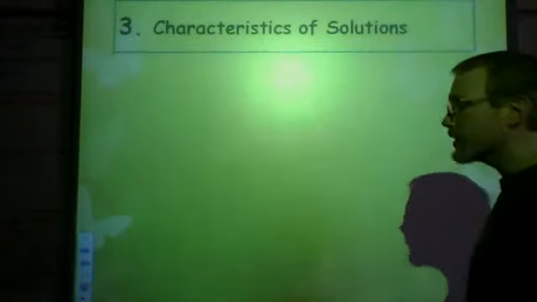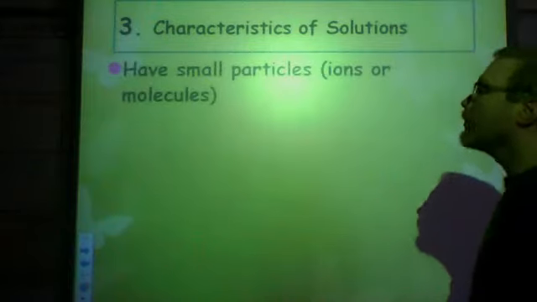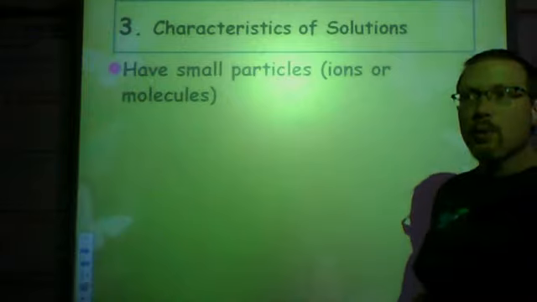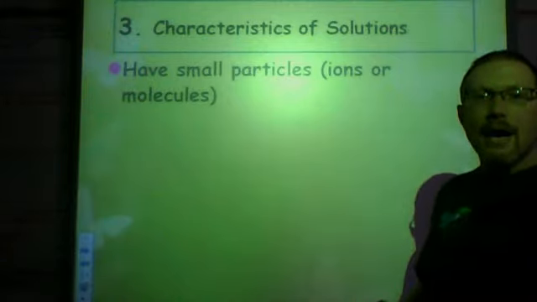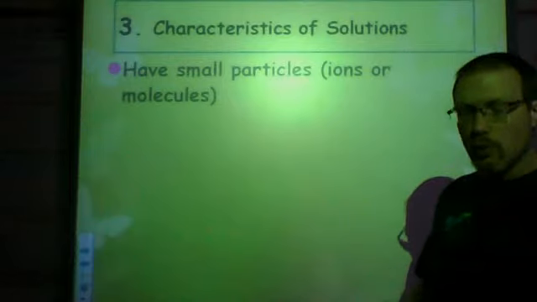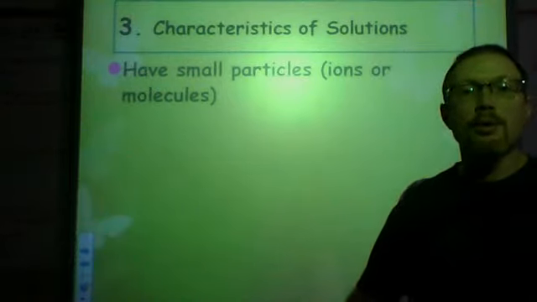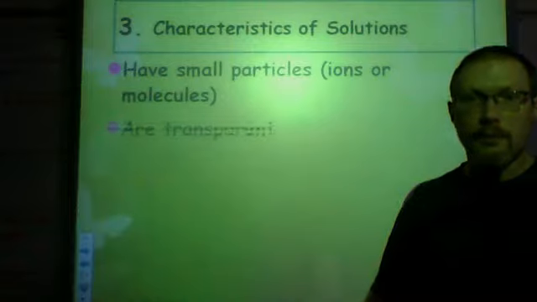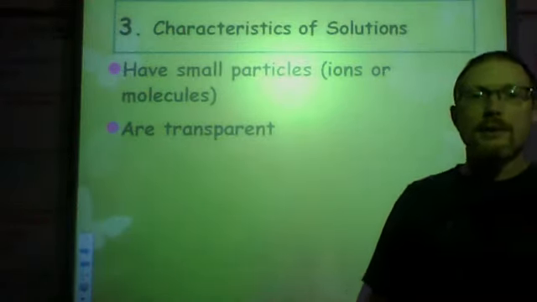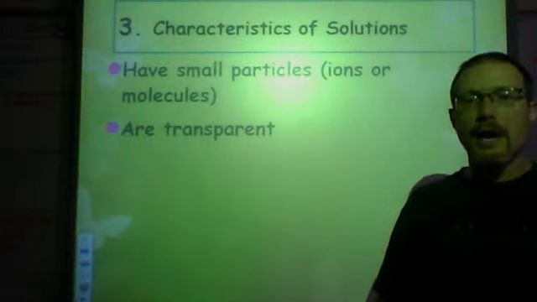A few more characteristics of solutions. They have small particles. They're small enough to where they do not settle out. They're small enough to where they do not scatter light. They're small enough to where they are indistinguishable from the particles around them. They're transparent, meaning that light passes through them easily without being refracted or being blocked.